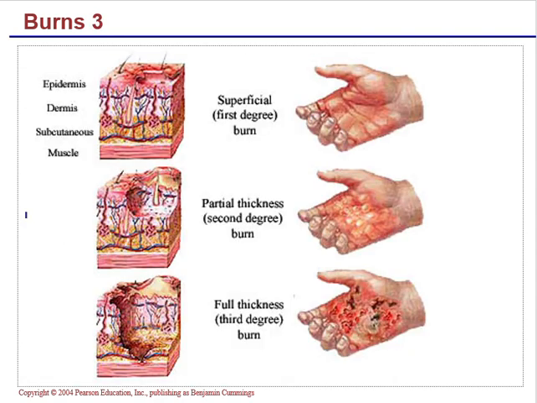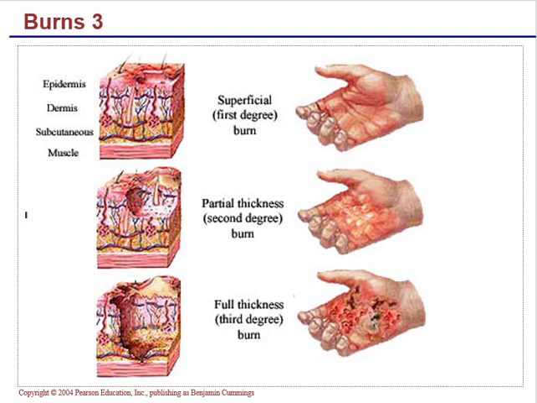So again, with a superficial burn, we're talking about a first degree burn because it's only that superficial layer that is damaged. With a partial thickness burn, we're talking about a second degree burn because it doesn't go all the way through the dermis, but it does so partially. And blistering is common and expected with a second degree burn.